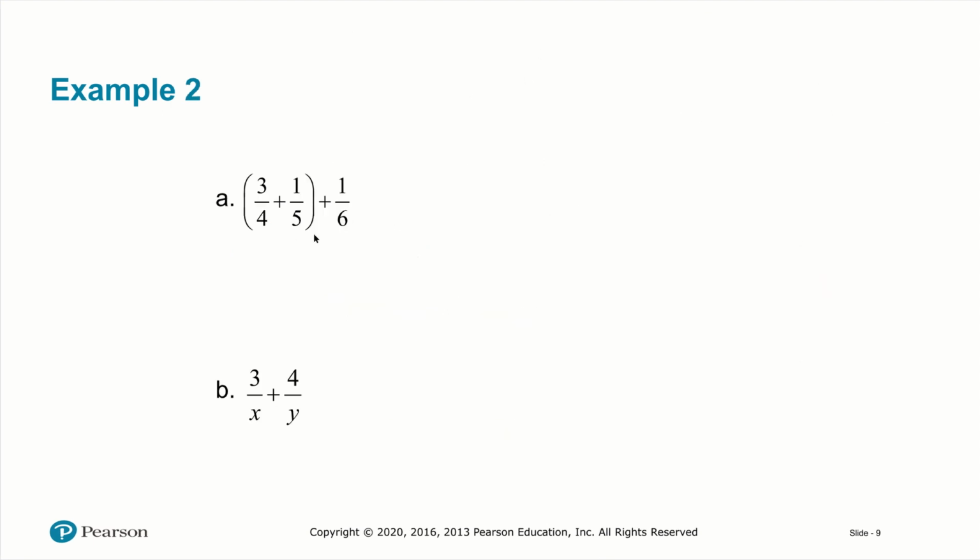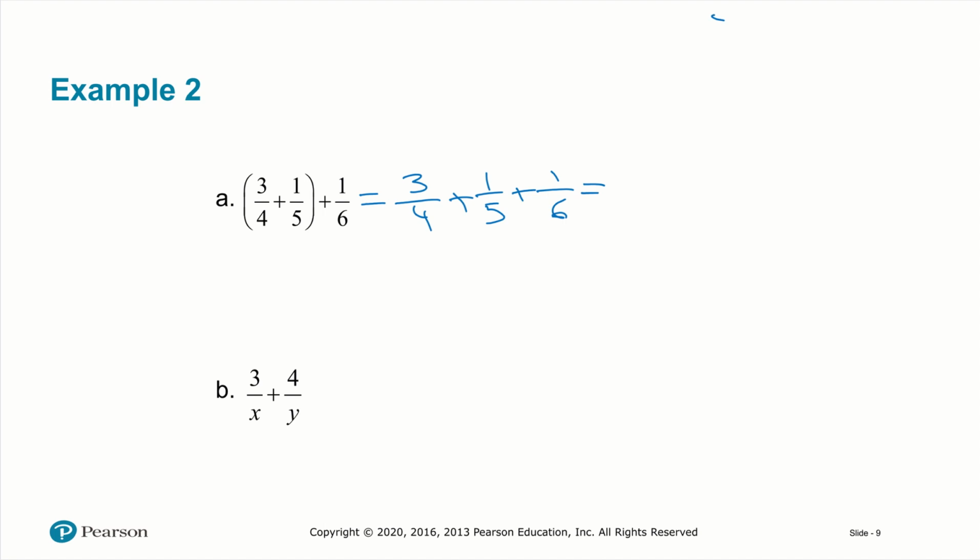All right, so for this next one, notice that we could handle this sum first and then add the 1/6, or we could just handle them all at the same time, because for all practical purposes, we can drop those parentheses and just think of this as 3/4 plus 1/5 plus 1/6. So this way we can just handle all three at once. So we need to find the least common multiple of 4, 5, and 6.